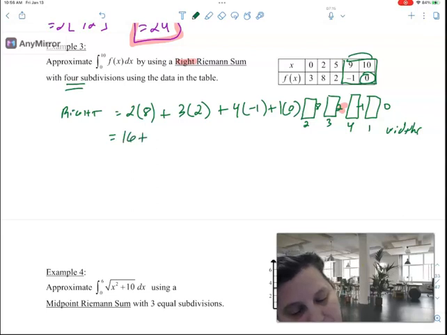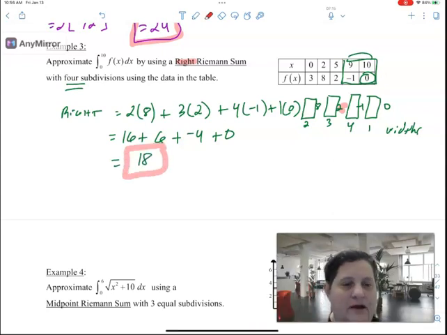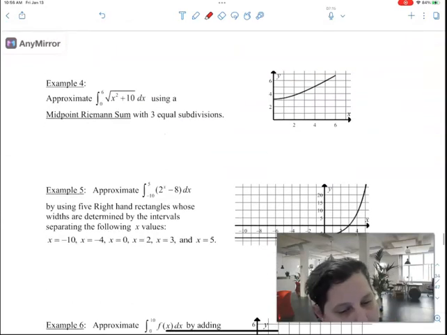So it's 16, 6, -4, 0. So that is, what, 18? And that's my Riemann sum, okay? So that's pretty straightforward, all right? Okay, cool. We have a graph here. It always helps if you have a little bit of a graph.